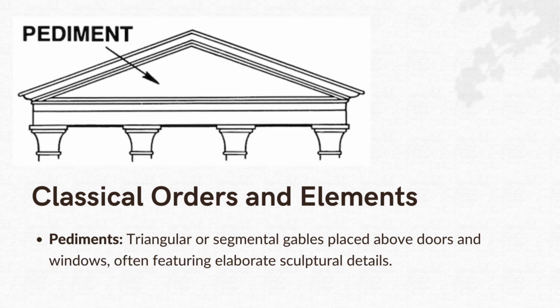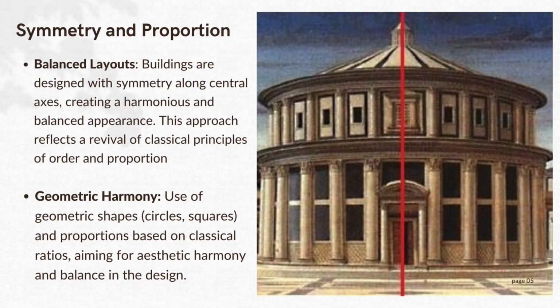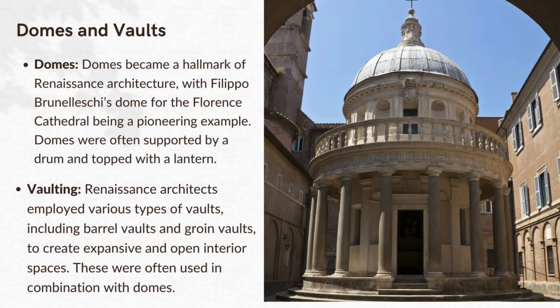Let's move on to the second one, that is the symmetry and proportion. The balanced layout: buildings are designed with symmetry along a central axis, creating a harmonious and balanced appearance. This approach reflects a revival of classical principles of order and proportion. Let's talk about the geometric harmony. Use of geometric shapes, circles, squares and proportions based on classical ratios, aiming for aesthetic harmony and balance in the design.